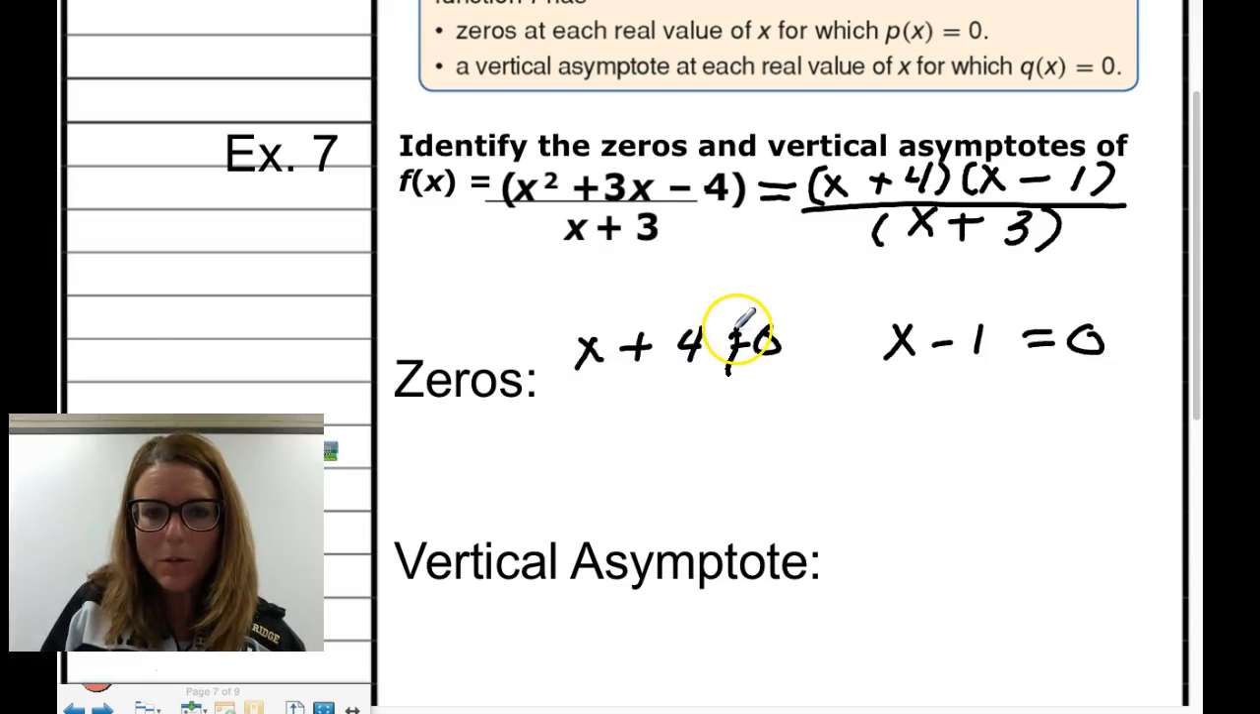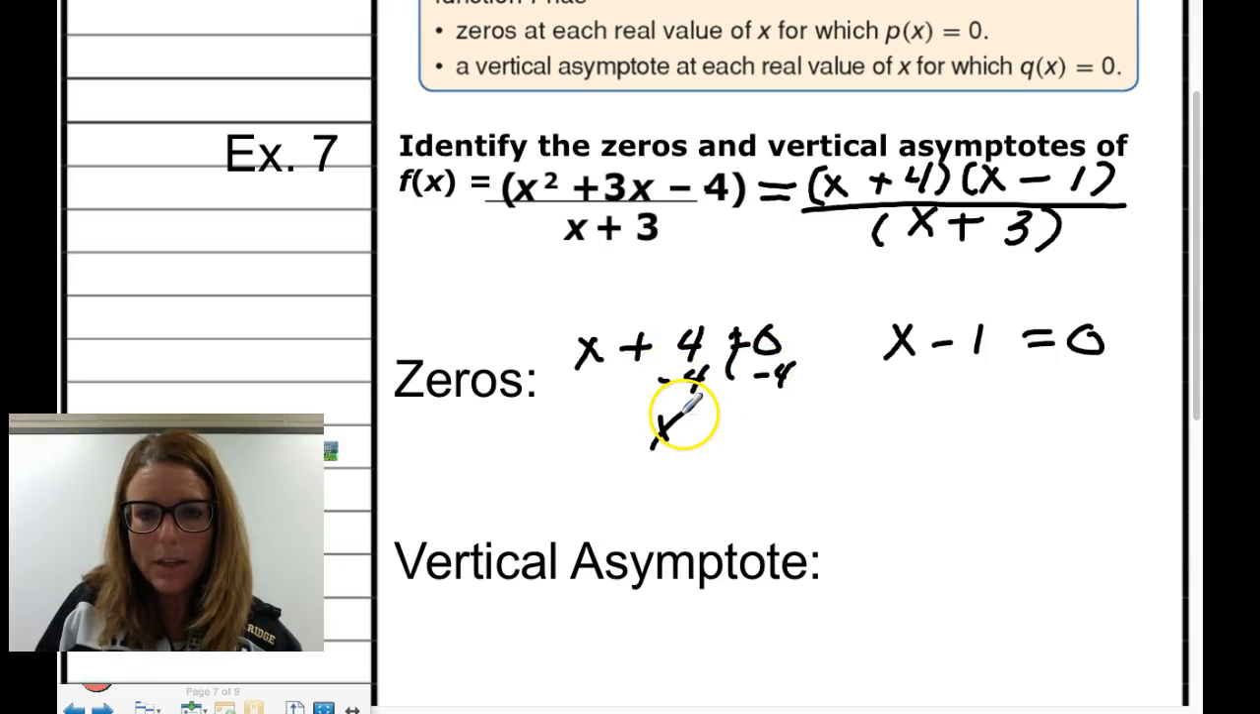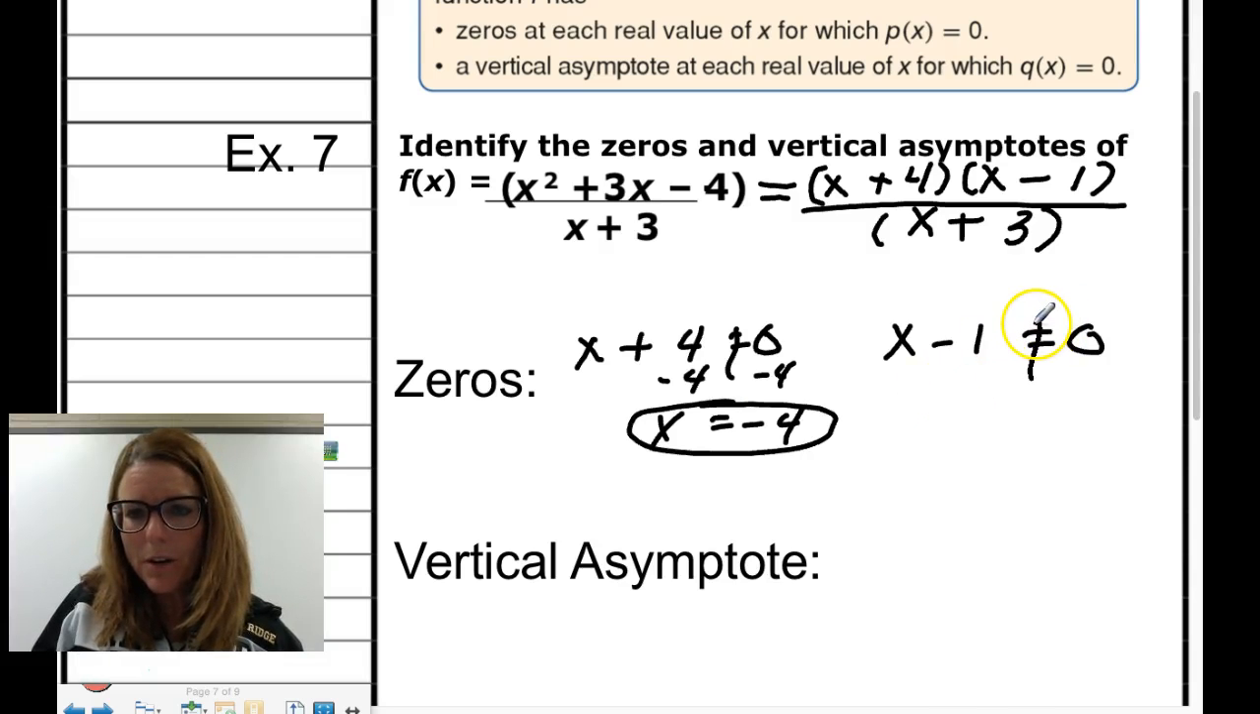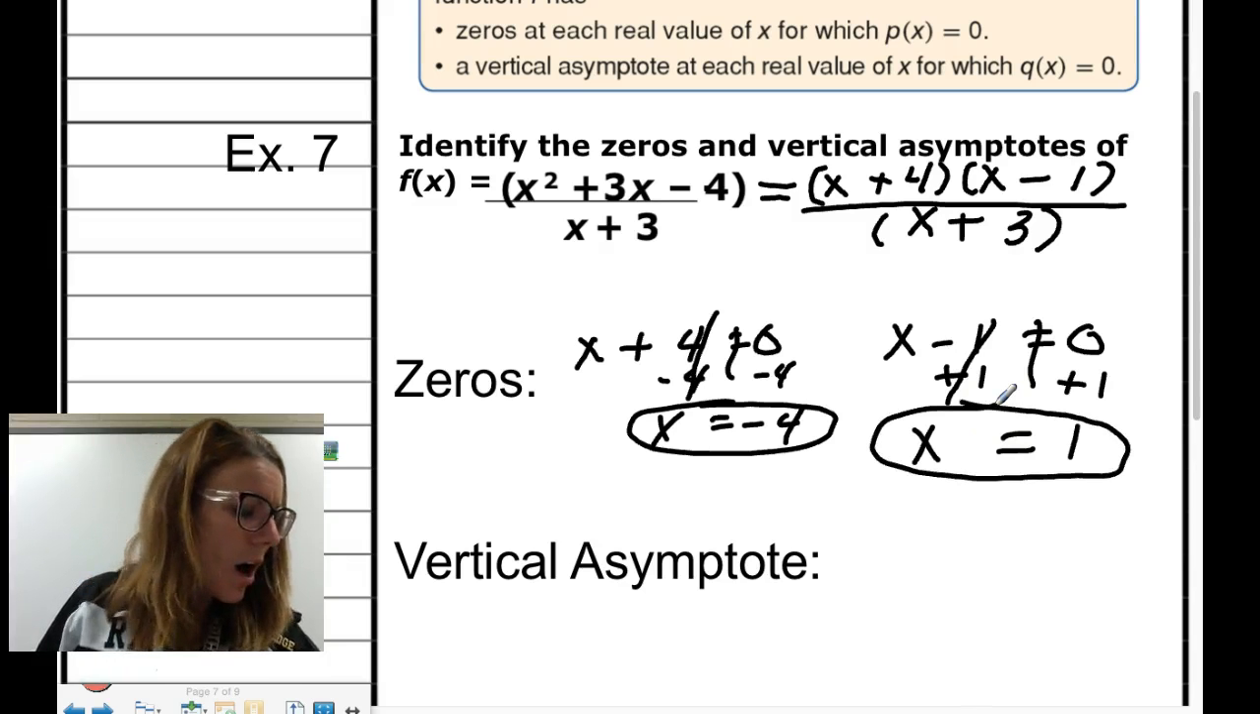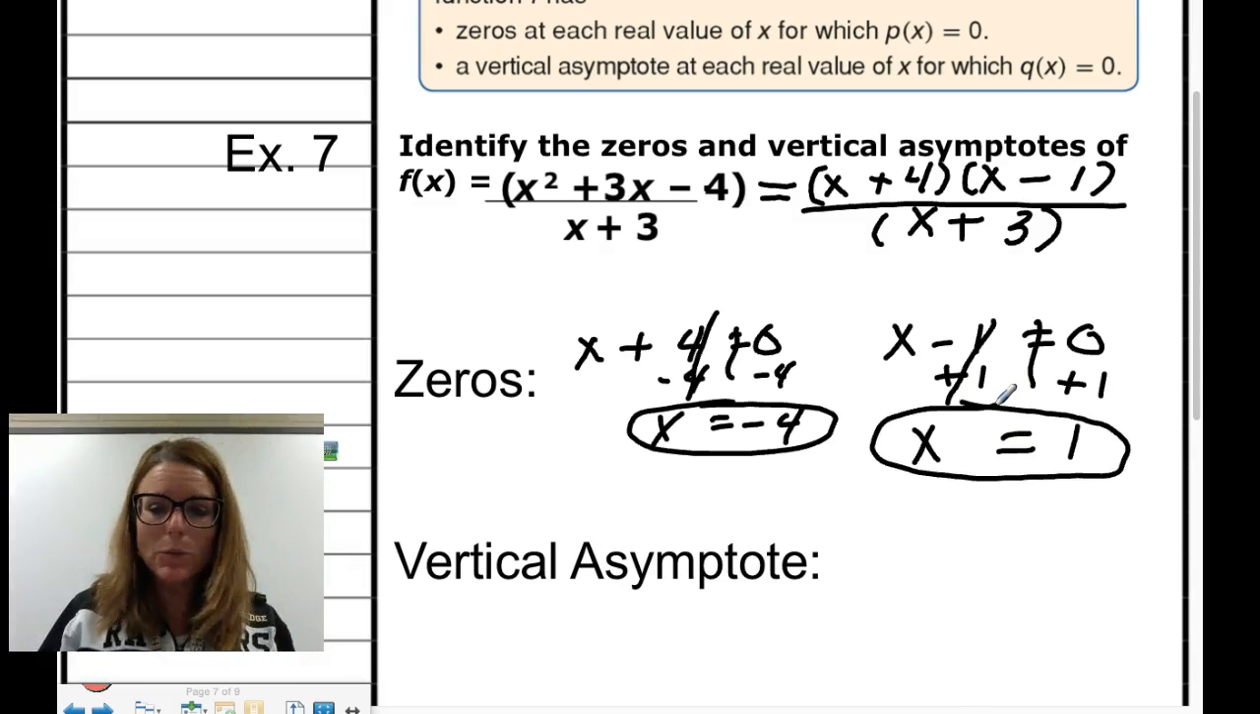Well, we can do that. It's quite easy. Subtract 4 on both sides, right? So if we subtract 4 and we subtract 4, we get x is equal to -4. There's a 0. And over here, we're just going to add 1 and add 1, and those cancel. x is equal to 1. So our two zeros are x is equal to -4 and x is equal to 1.